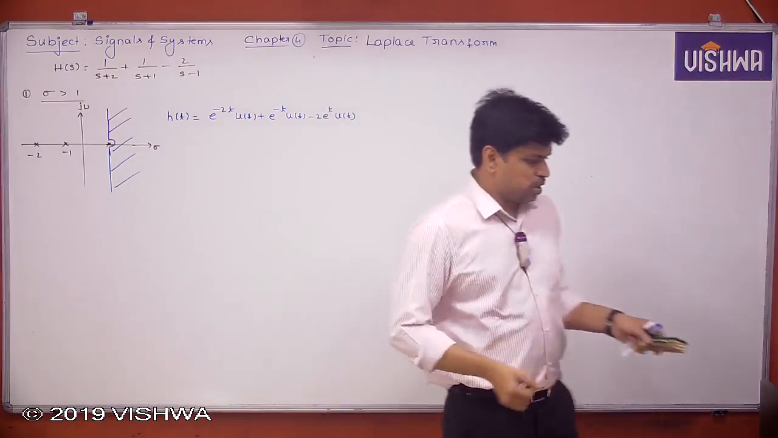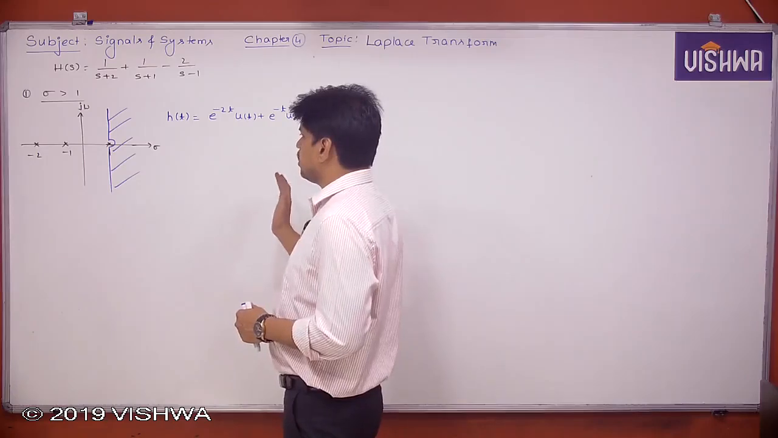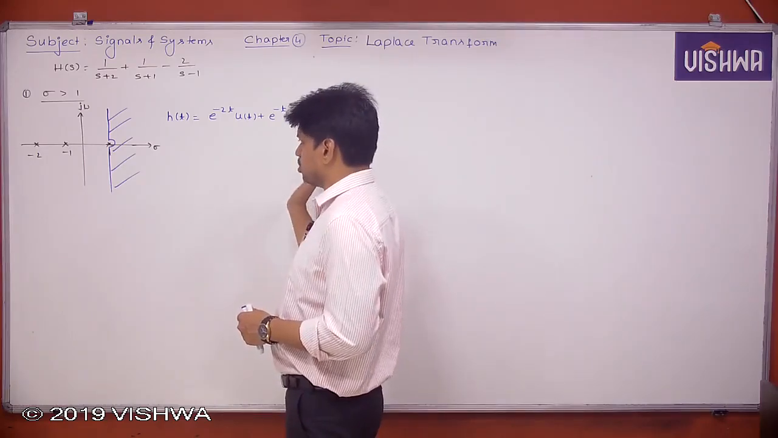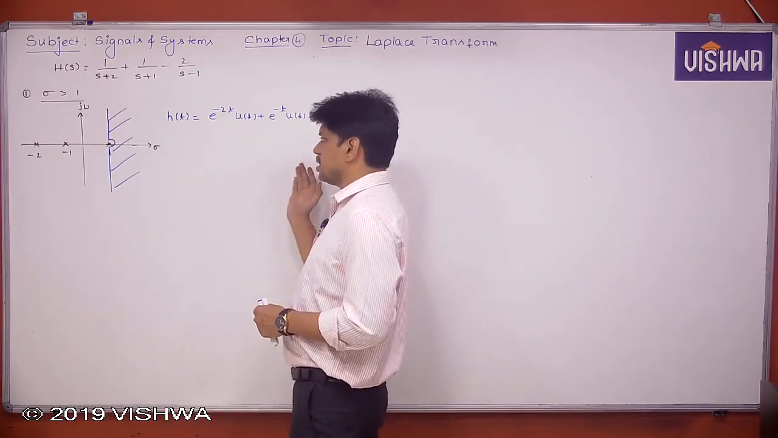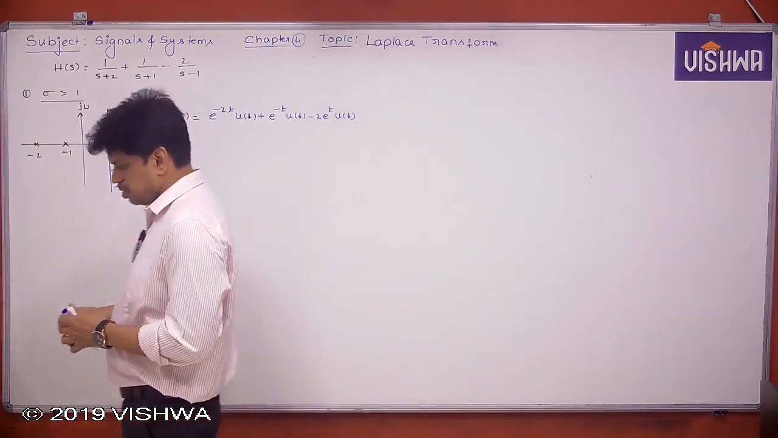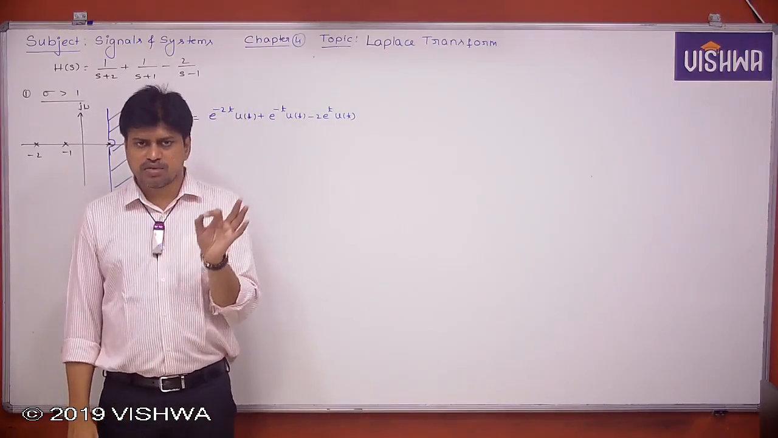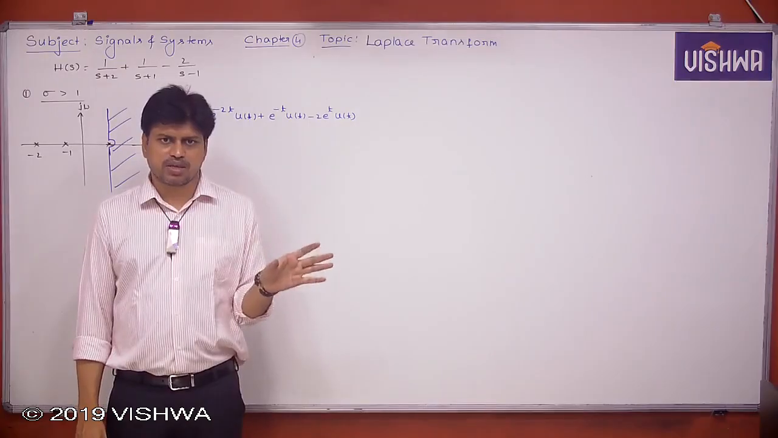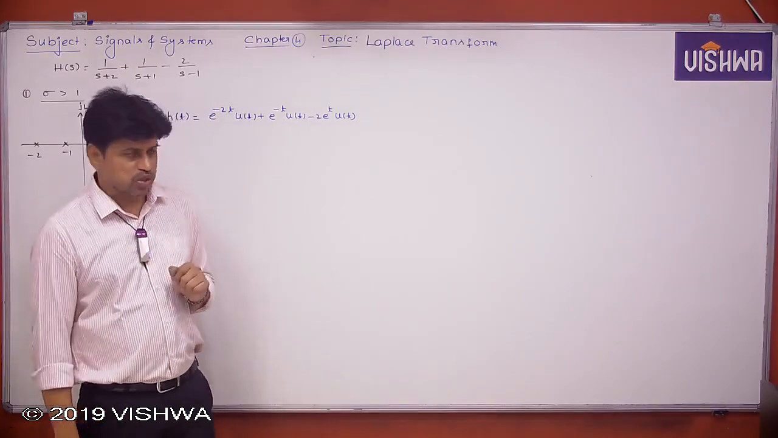Now, if it is h of t, we have to see whether the Fourier transform is possible or not, and next whether it is a stable system, whether it is a causal system or not. Okay, so let's see. You might know that for a signal, to check whether the Fourier transform exists or not, we have to check whether it is bounded or unbounded. That's what we have to check.